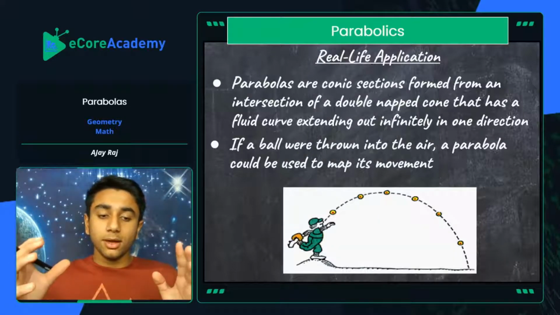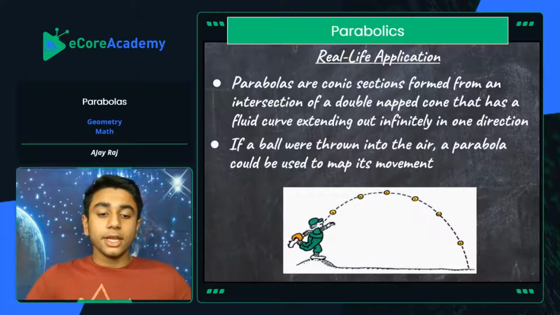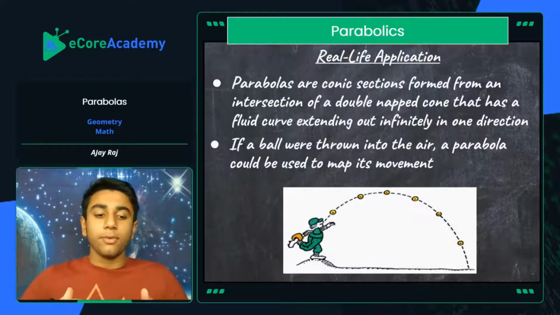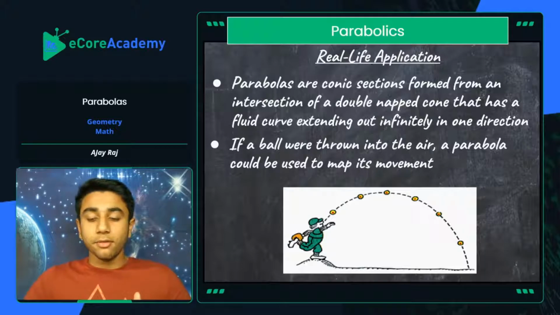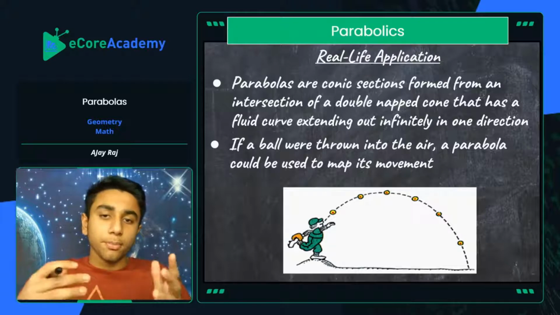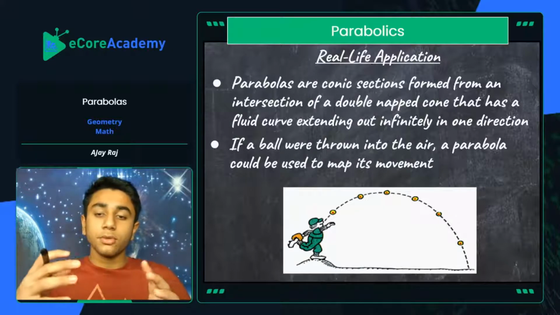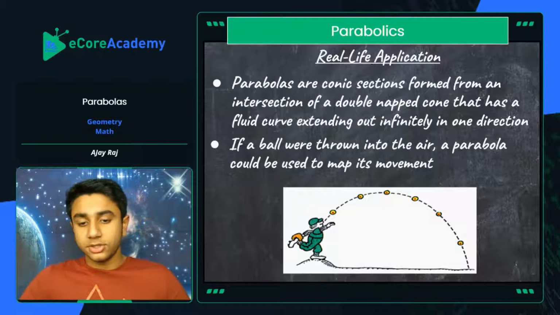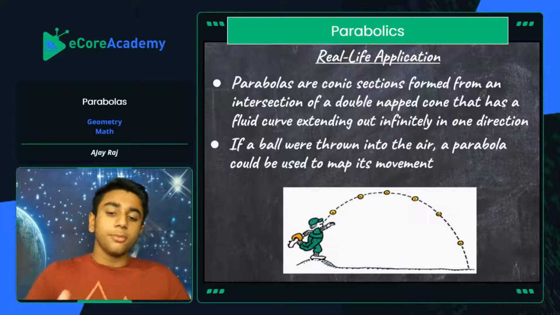If a ball were thrown into the air, a parabola could be used to map its movement. So that's one of the most common real-life applications given, and just a simple example of how it would be represented in real life. And if you think about the movement of any object, gravity is always going to pull it down. So you're going to have some sort of starting force when you're throwing an object, such as this kid throwing a ball on the baseball field.